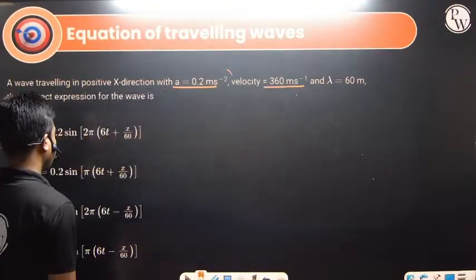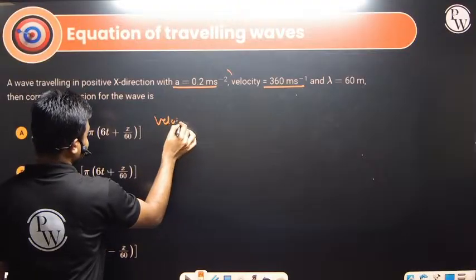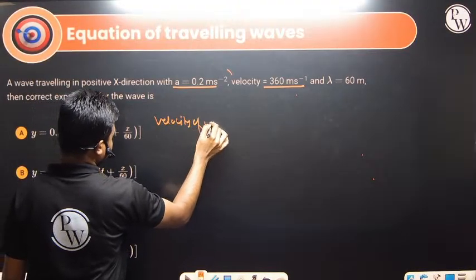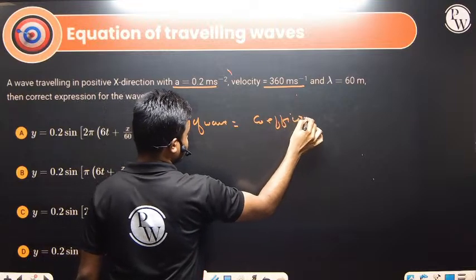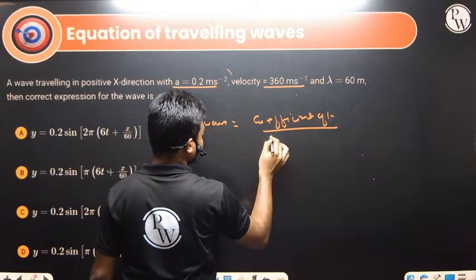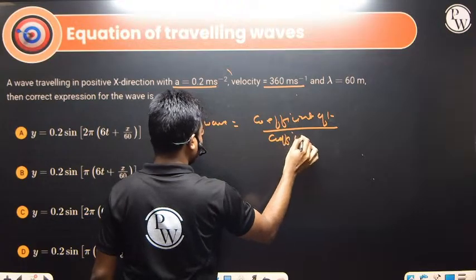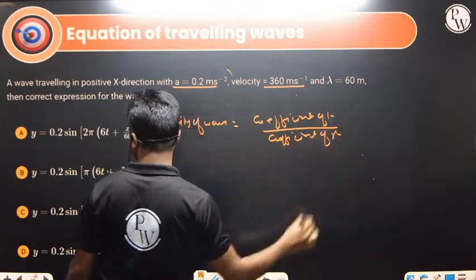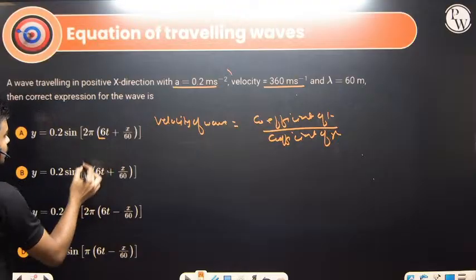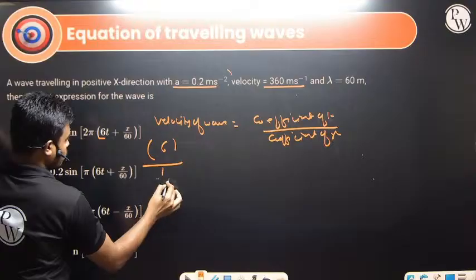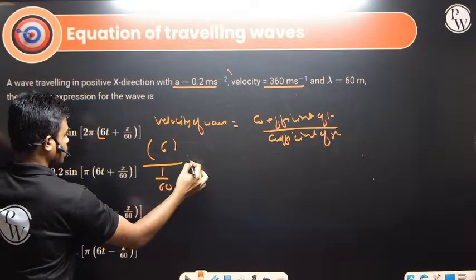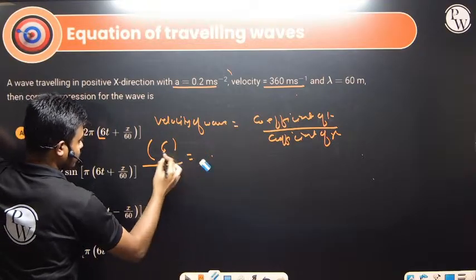So let's check this. The velocity of the wave is given by the coefficient of t divided by the coefficient of x. Who is there with t, and who is there with x? So what is the coefficient of t? 6 divided by the coefficient of x, 1 by 60. So this is also correct. We are getting how much? 360. This also we are getting correct.